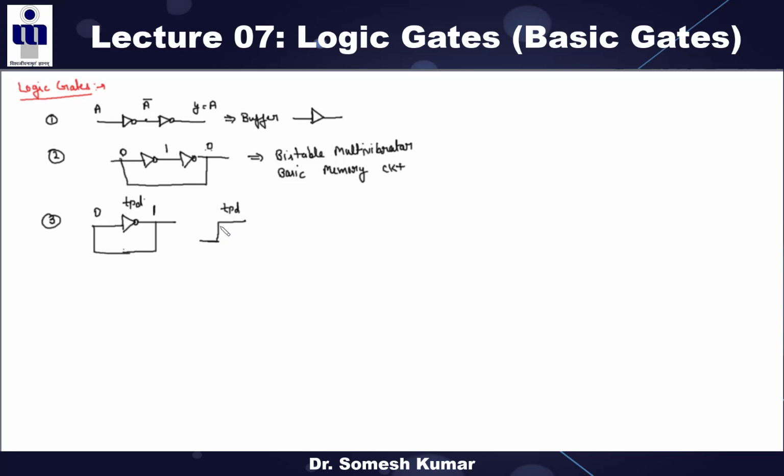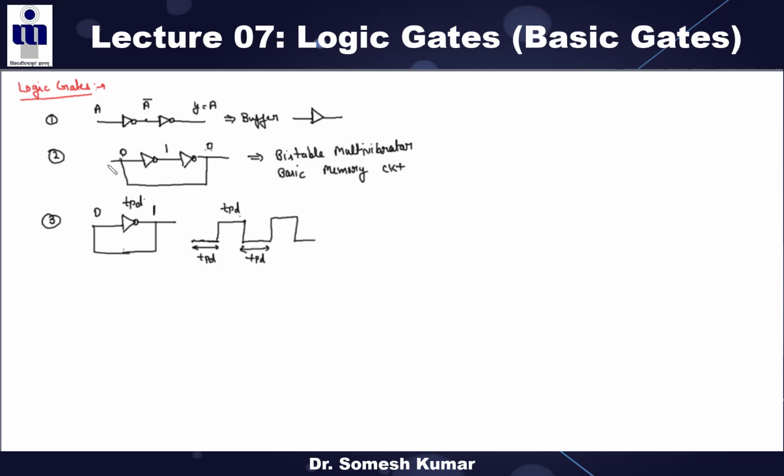After TPD you are getting 0. This is also your TPD. After this TPD you are getting 1, right? And this 1 is again fed back to the input, and then you get 0 after how much time? This TPD, right? So can I say this circuit can generate a square wave pulse?